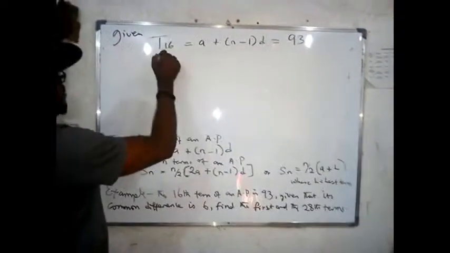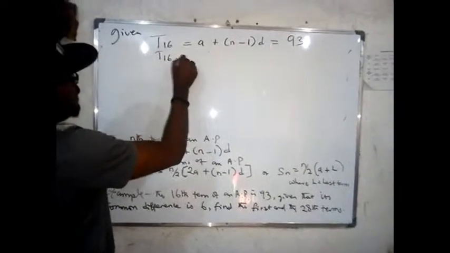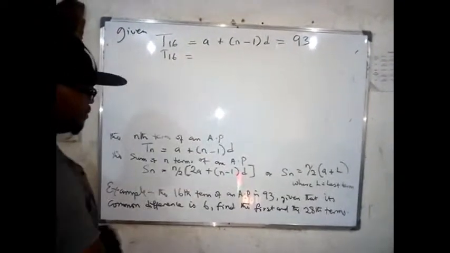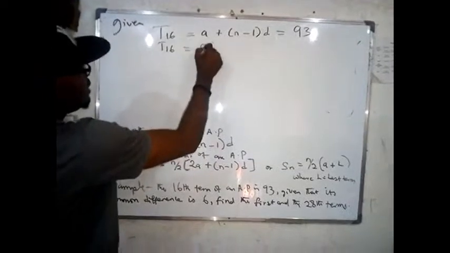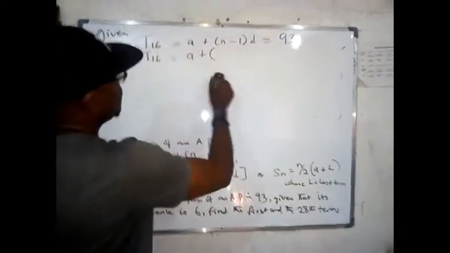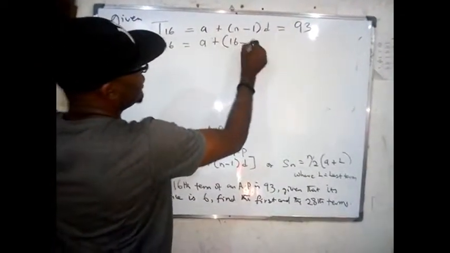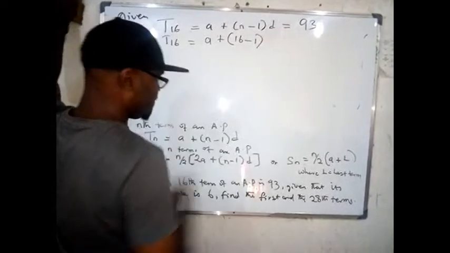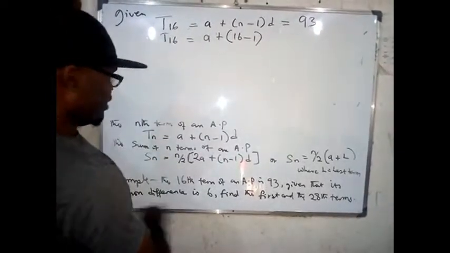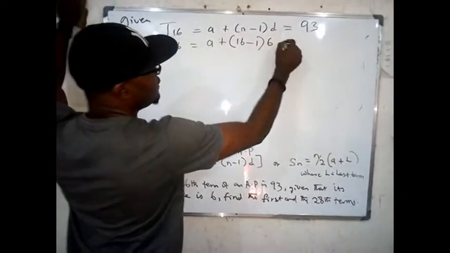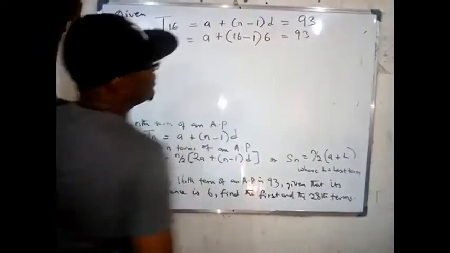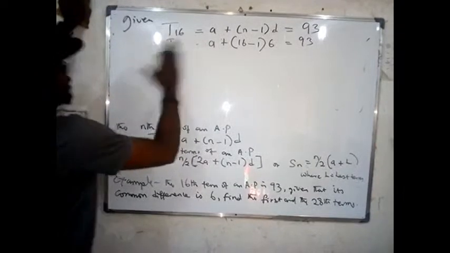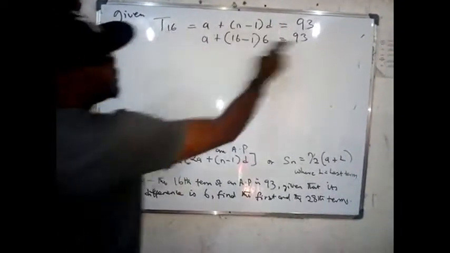So if we input our values, we have a is what? The first term is not given, so you write a the way it is, plus n. What is n? 16 minus 1. What is d? The common difference is 6, which is also given, isn't it? Equal to 93. Is that clear? Since there is equal to here, we can remove this because the 16th term is already equal to 93.